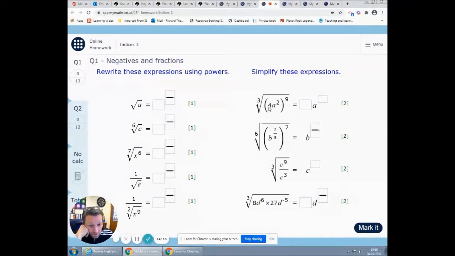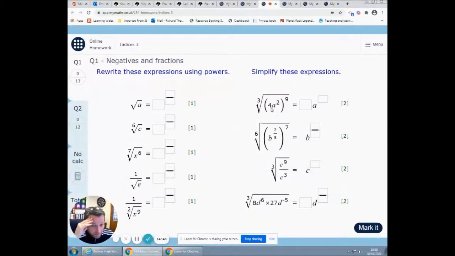So here I've got basically 4 to the power 9 multiplied by a squared to the power 9, which is a to the power 18. So on your bit of paper, write that down, okay? 4 to the power 9 times by a to the power 18. Now we have to find the cube root of that, right? Which is the same as dividing by the power of 3. Don't forget, a cube root is a power of a third, which means dividing by 3.